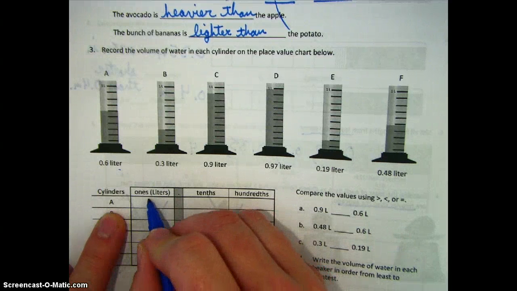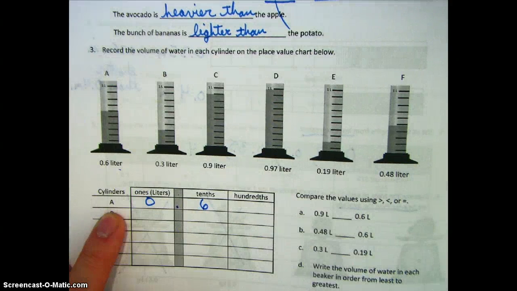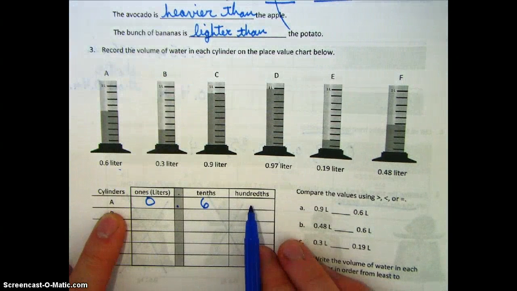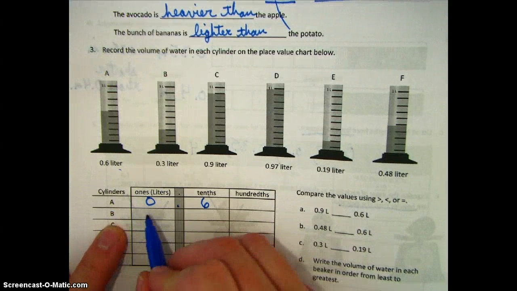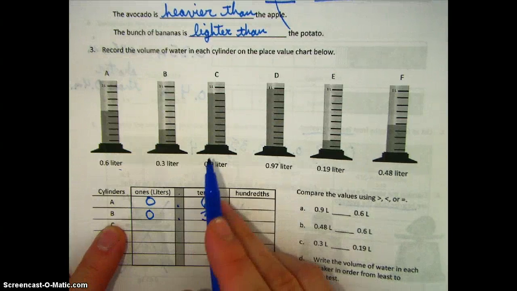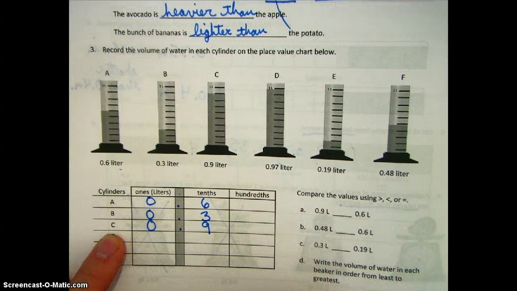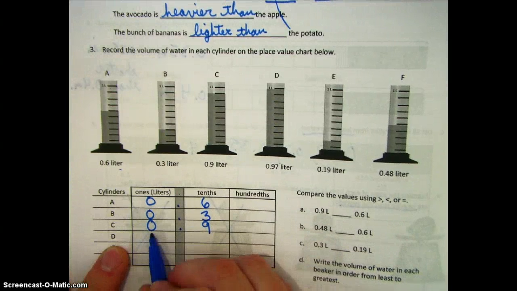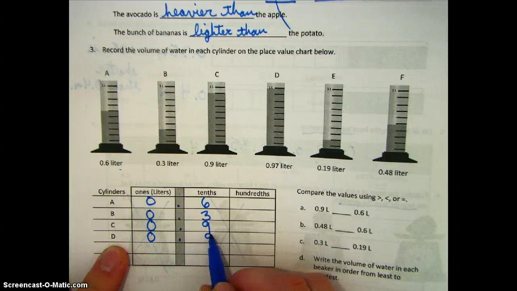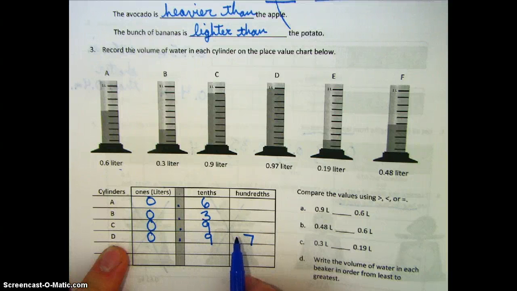So we would write that as 0 ones, 6/10. Okay, we don't need to write anything in that 100ths place, but if we wanted, we could put a 0 there. B, we have 3/10. C, we see that we have 9/10. And now D, we have 97/100ths. So we put a 9 in the tenths, 7 in the 100ths. Notice again how that's a little bit different from cylinder C.